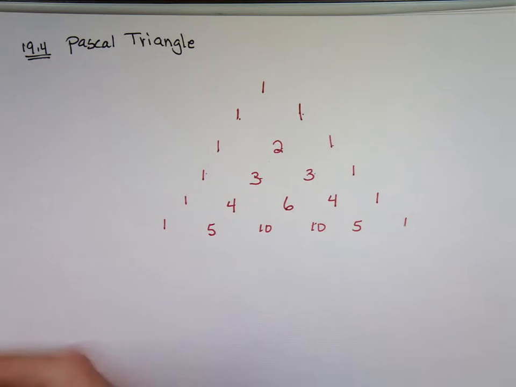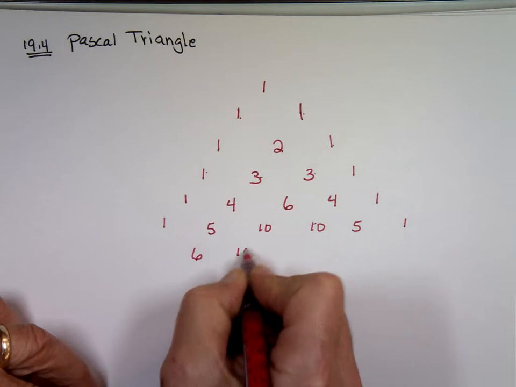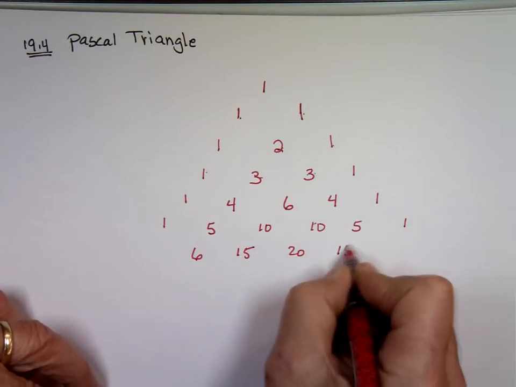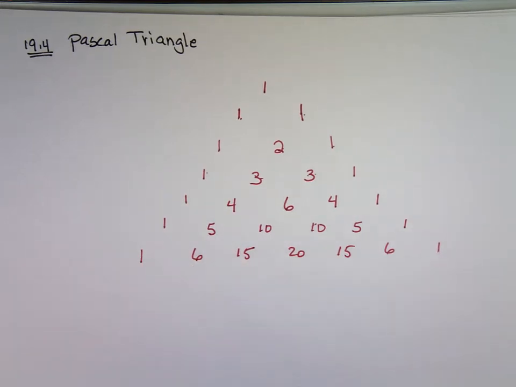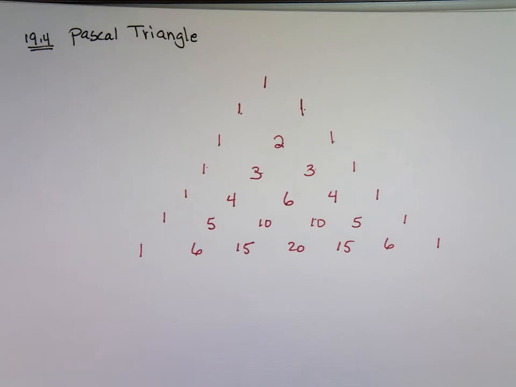Dang it. And we'll do one more, but it keeps going. 1, 6, 15, 20, 15, 6, and 1. How is that going to help me? Is there a formula or is that it? No, we're going to do something with it. There's a reason for that.